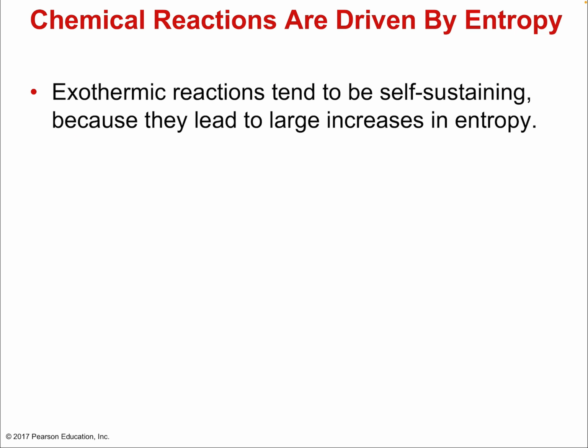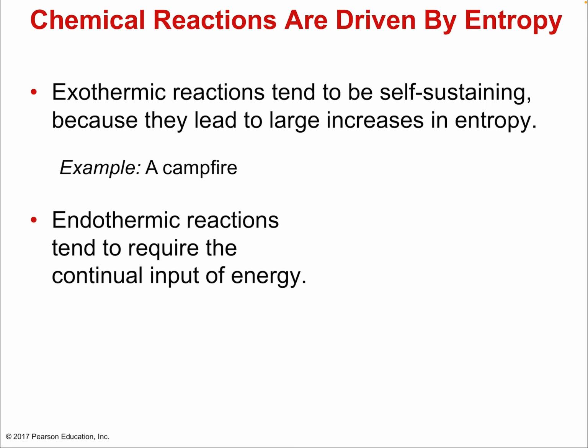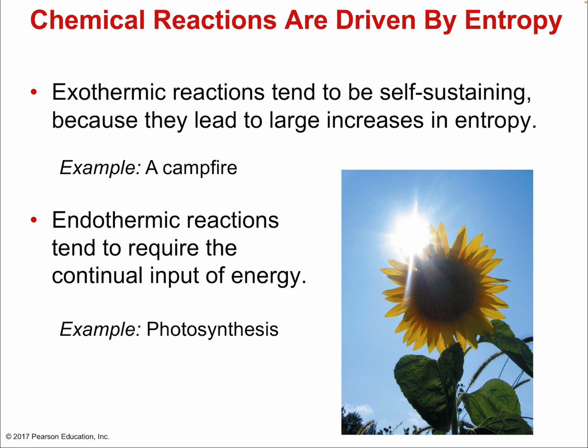Exothermic reactions tend to be self-sustaining, spontaneous, because they lead to a large increase in entropy, following the second law of thermodynamics. Therefore, a campfire is self-sustaining. Endothermic reactions, on the other hand, require a continual input of energy. They don't just happen on their own. Photosynthesis will only happen if the sunlight is there. It won't happen on its own.